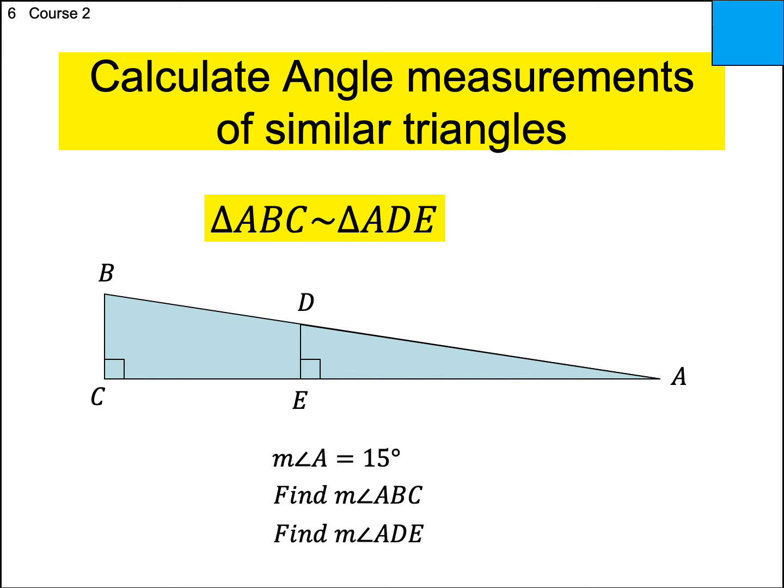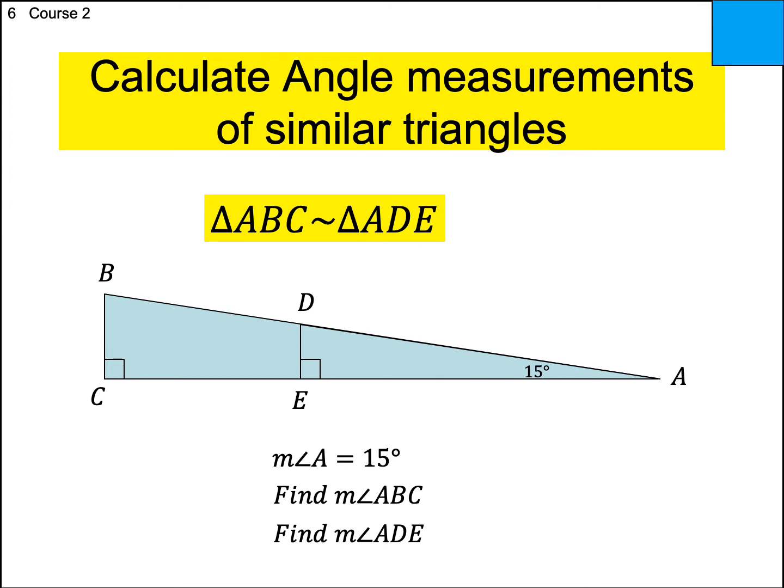Okay, so let's label what we got here. We know that angle A is 15. Angle A is on both triangles, right? We're trying to find the measure of ABC and ADE. So let's trace that with our finger. We can label A as 15 degrees. Okay, that one's done.